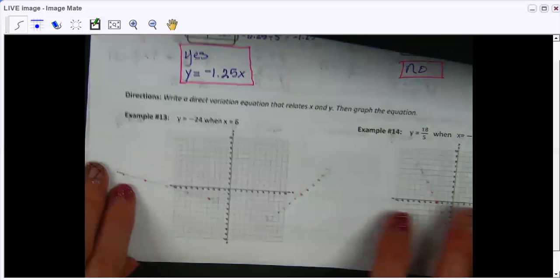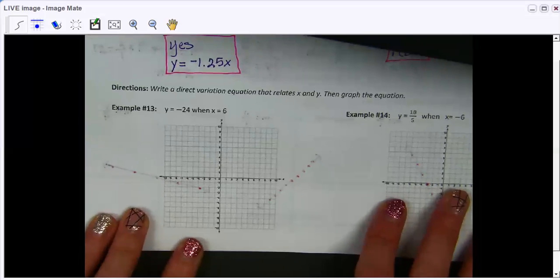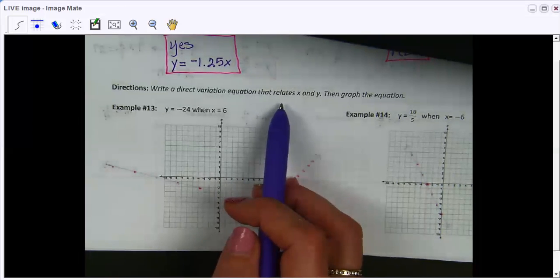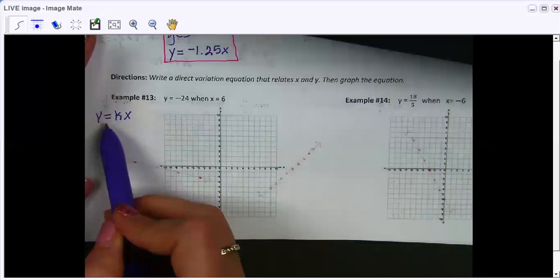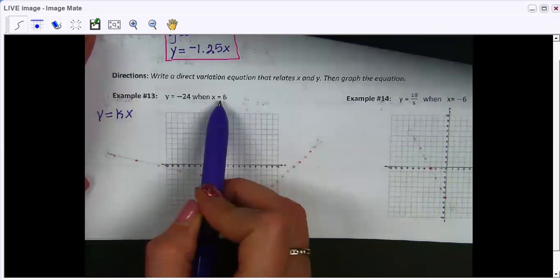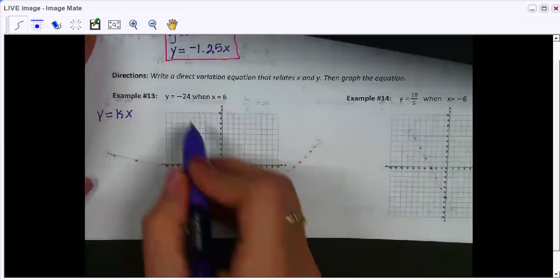Okay, for numbers 13 and 14, the directions tell you to write a direct variation equation, and then you have to graph it. So we're combining two of the things we did on the other side. So we're going to use y equals kx. Okay, we're going to use the y equals kx equation, plug these in, solve for k, write your equation, and graph. So let's plug these in.